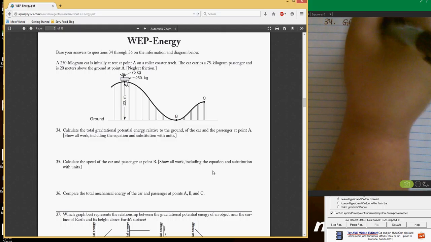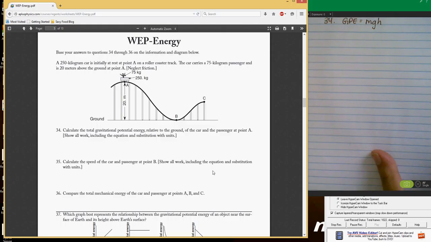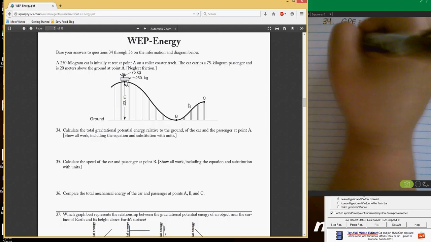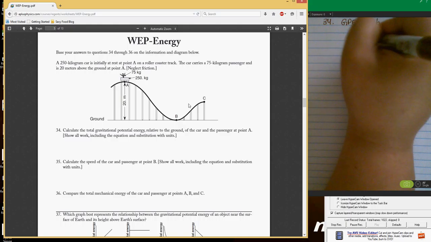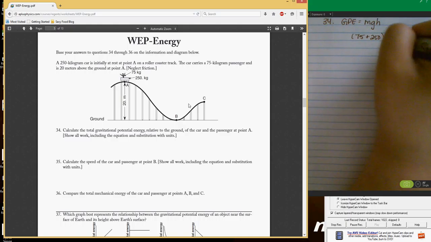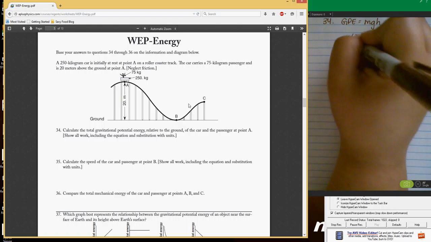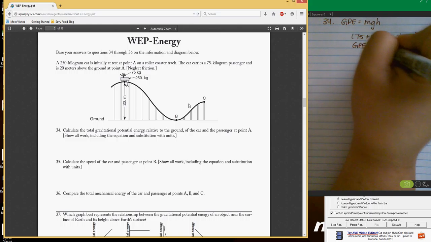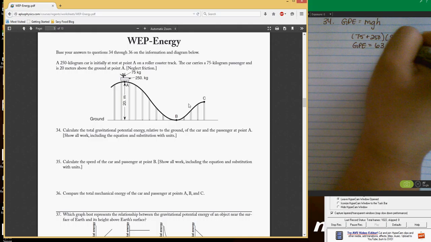So GPE is equal to mass, gravity, height. For the mass, you have to add the two masses of the objects together because they are together. So 250 plus 75, our masses added together, times gravity, which is 9.8, times the height, which is 20 meters. So GPE is equal to 63,700 joules.